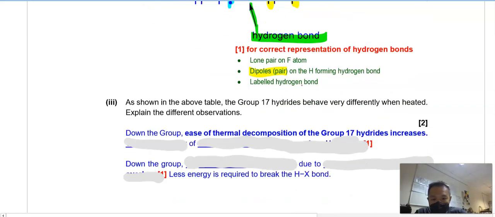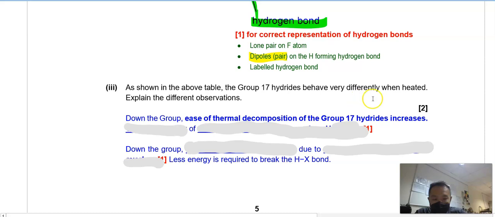Okay, moving on. In part 3, we look at when it's heated, so we are looking at thermal decomposition. This thermal decomposition question was very poorly attempted. Many of you talk about polarization, charge density, extent of polarization. Charge density and extent of anion cloud polarization belong to group 2. It has nothing to do with group 17. So you need to know the different trends and different explanations for different groups.